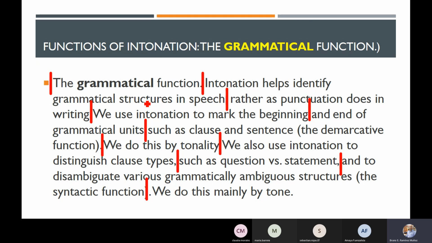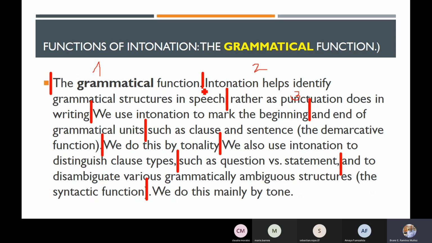When do I pause? Right? It's also connected with organizing your thoughts so that the rest of the people can understand what you're saying. That's why I used these red bars to indicate that this was one thought group or tone unit, the grammatical function. Intonation helps identify grammatical structures in speech, rather as punctuation does in writing. So we have one thought group, this is another one, and this is another one.